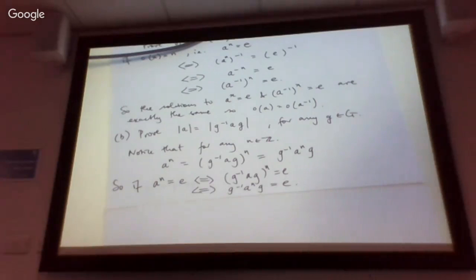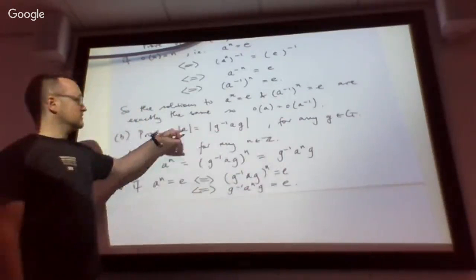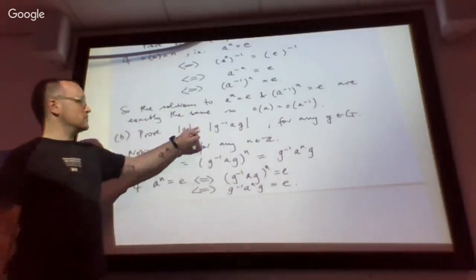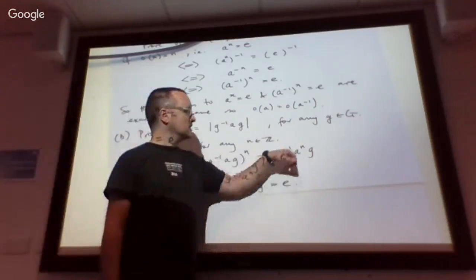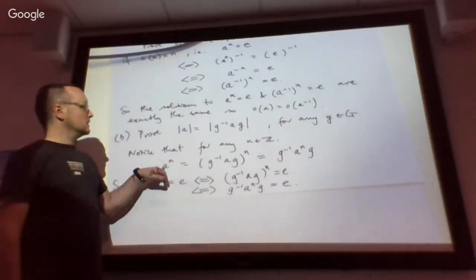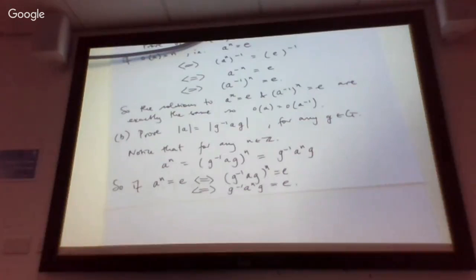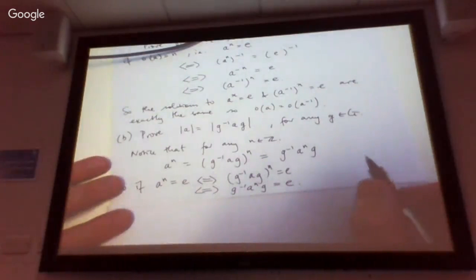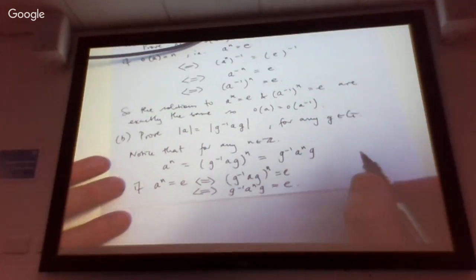So the solutions to A to the x equals e and A inverse to the x equals e are exactly the same. It's exactly the same powers that make each element equal to the identity. So the order of A has to be the same as the order of A inverse. Yeah. That's it.